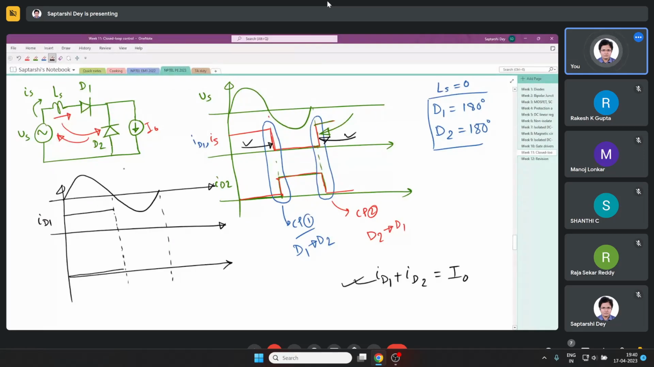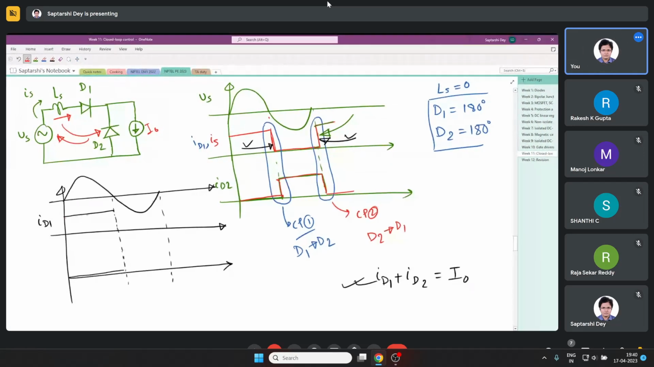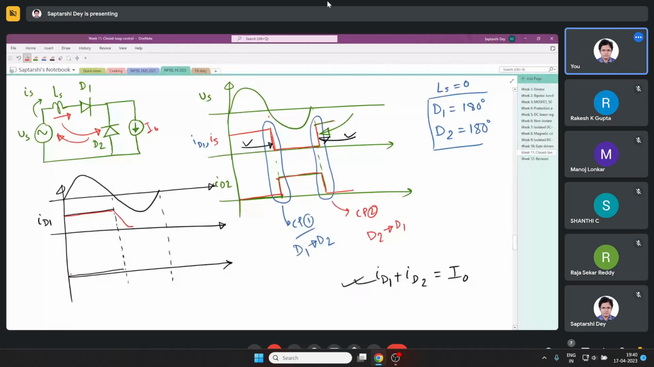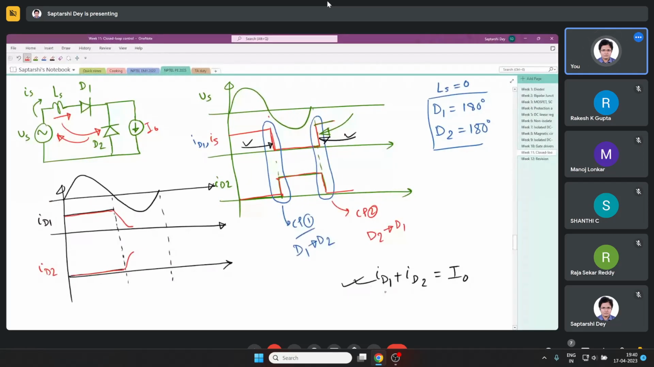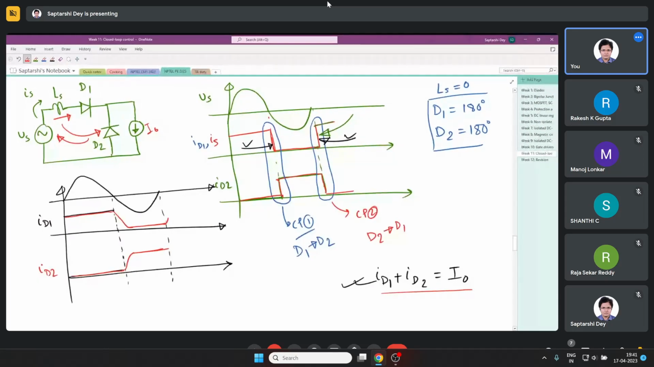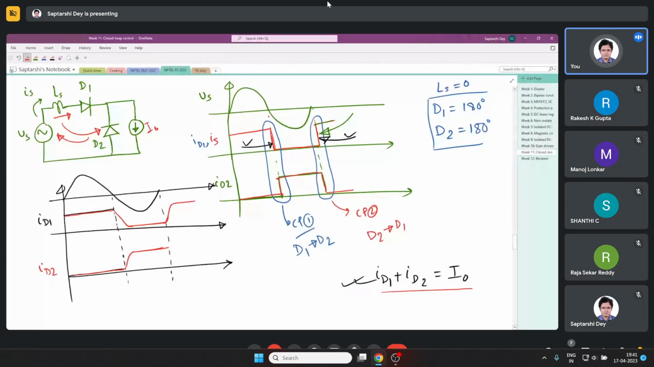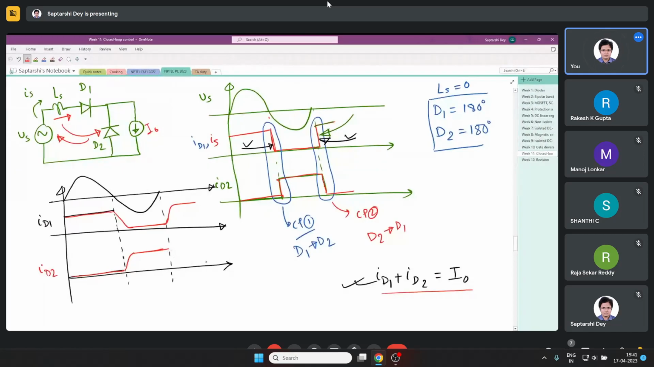So this must always be satisfied. Along with that, we know that they cannot change very fast. So now what will happen? ID1 will come like this, then drop slowly. ID2 will come like this, then rise slowly, such that their summation is always I naught. I am exaggerating these commutation periods, they are not that large. Like this, again it will rise slowly, it will drop slowly.